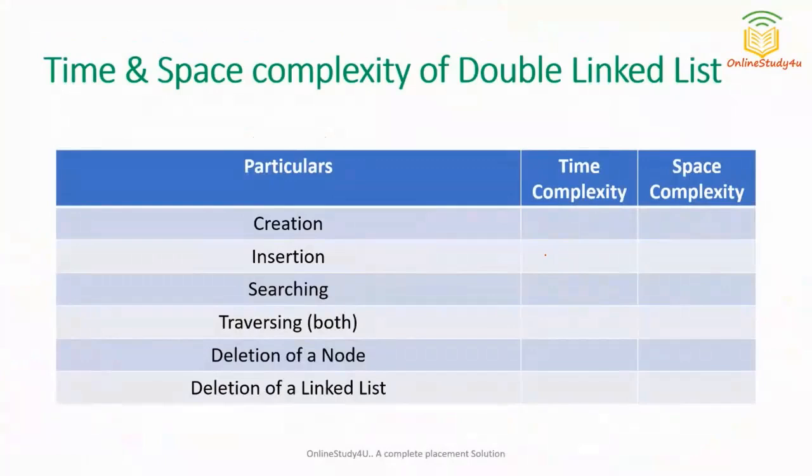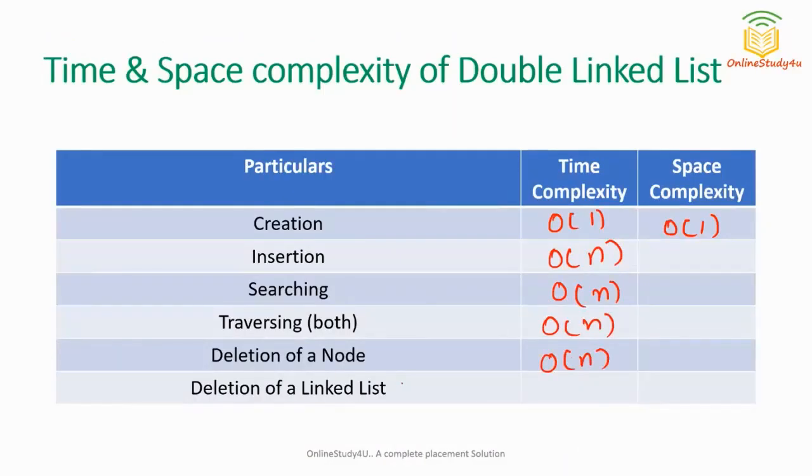Just a second, let me check. Yes, we have done reverse traversing also. So for creation, the complexity is big O of 1 and space will be big O of 1. The things will be almost similar. And for insertion, it will be n. So you can see this will be always n. Searching, traversing, deletion of a node, this will be n.